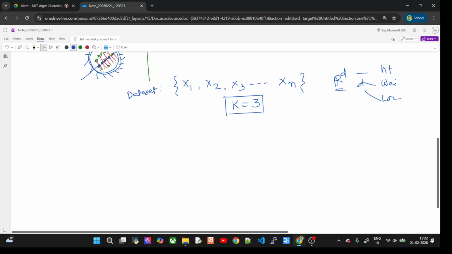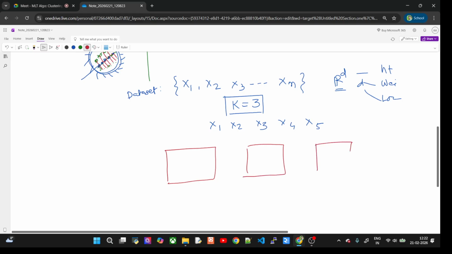But for the time being, for the 3 boxes, I will say x1, x2, x3, x4, and x5. Okay, 5 points are there just for this 3 boxes example. And I ask you, okay, now I have 3 boxes, can you put the points into those boxes? You will say, okay, I can put. So what you do first, you will take x1, x2, maybe x5 here, and here x3, and here x4. This is one attempt you did.